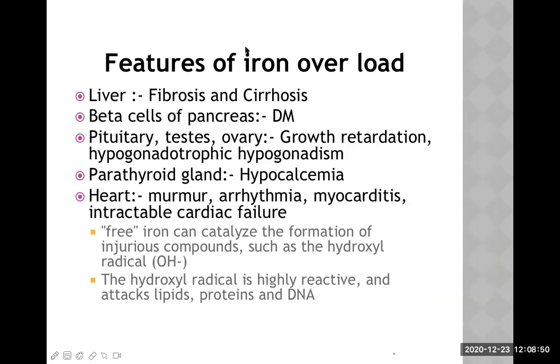Now, what are the features of iron overload? Though many of the important points I've already told you. In the liver, the iron is deposited and it may cause fibrosis and cirrhosis in the long run. Cirrhosis is called the terminal stage of liver disease, and after that, the condition is irreversible. Beta cells of the pancreas are damaged because of the deposition of iron, which leads to diabetes mellitus. This is secondary diabetes, also known as bronze diabetes.